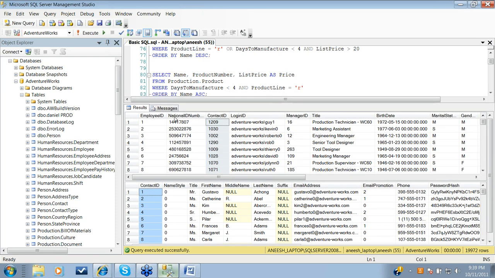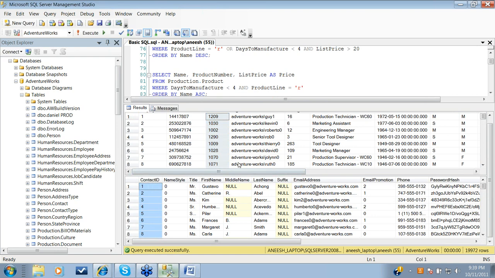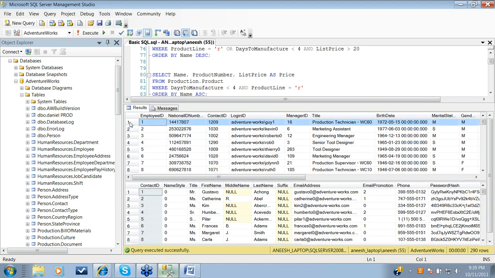Okay, so we decided that we are going to use these two columns for the matching. So how will the matching work? You decided that the employee table is going to be your left-hand side table. So it will take the first row from the employee table, right? And then what will it do? It will take the first row and try to find out whether there is any record in the right-hand side table, which is the contact table, where the contact ID is 1209. So it will scan through the right-hand side table and see whether there is any record available with contact ID 1209.